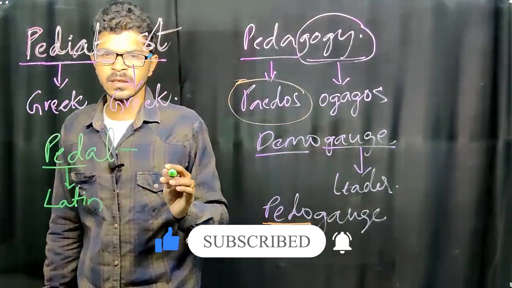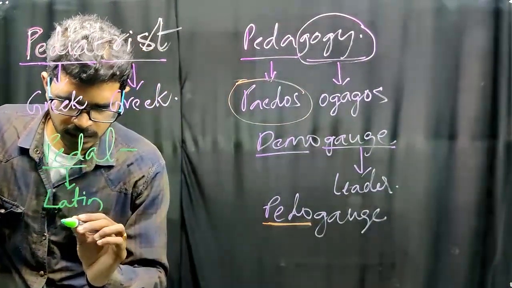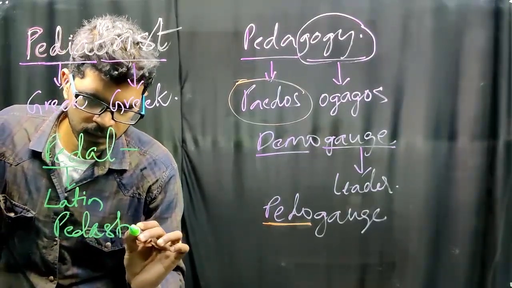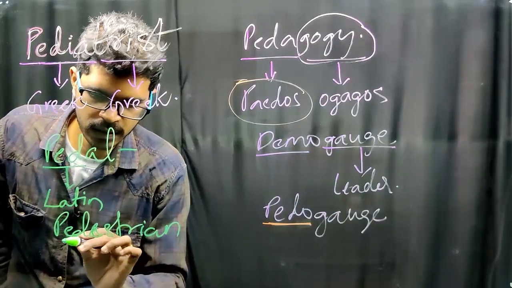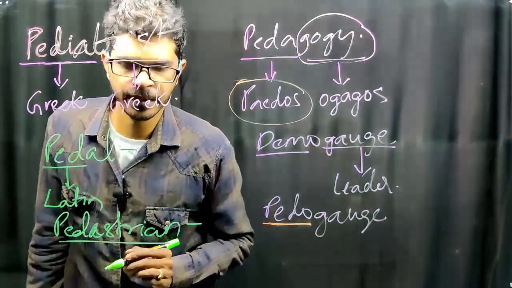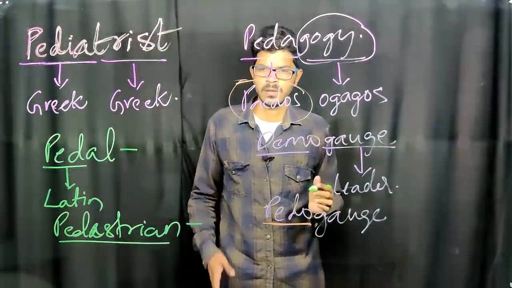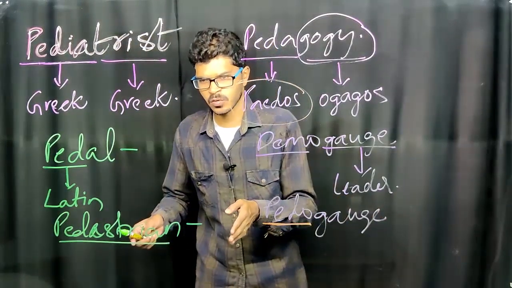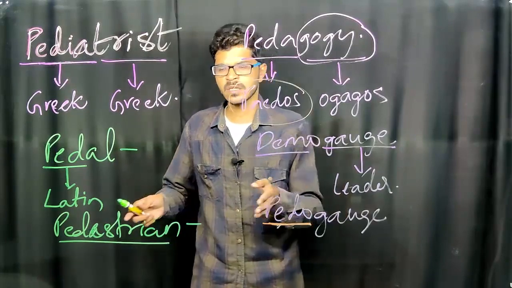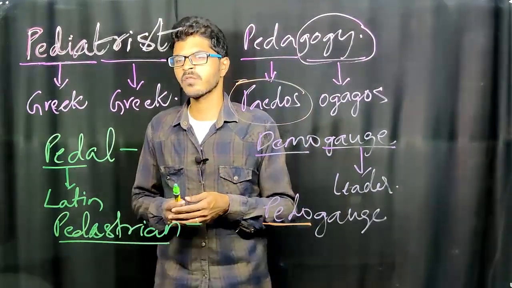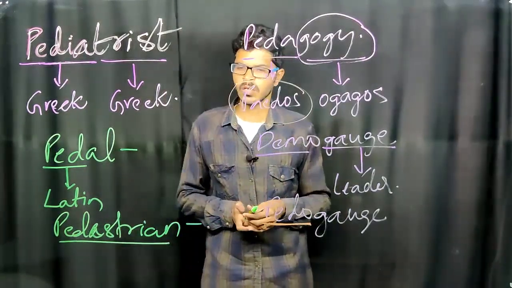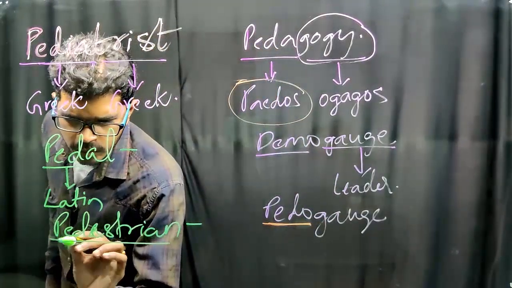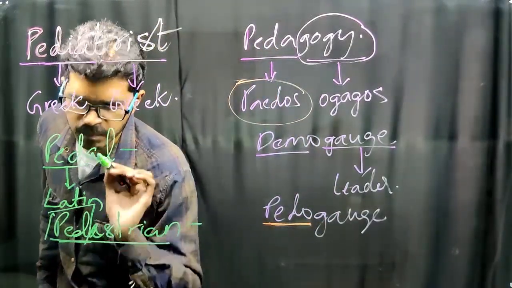And the other word is pedestrian. The person who is walking on the pavement beside the road, if a person is walking on it, such a person is called a pedestrian. And here also you get that root ped, which means leg.